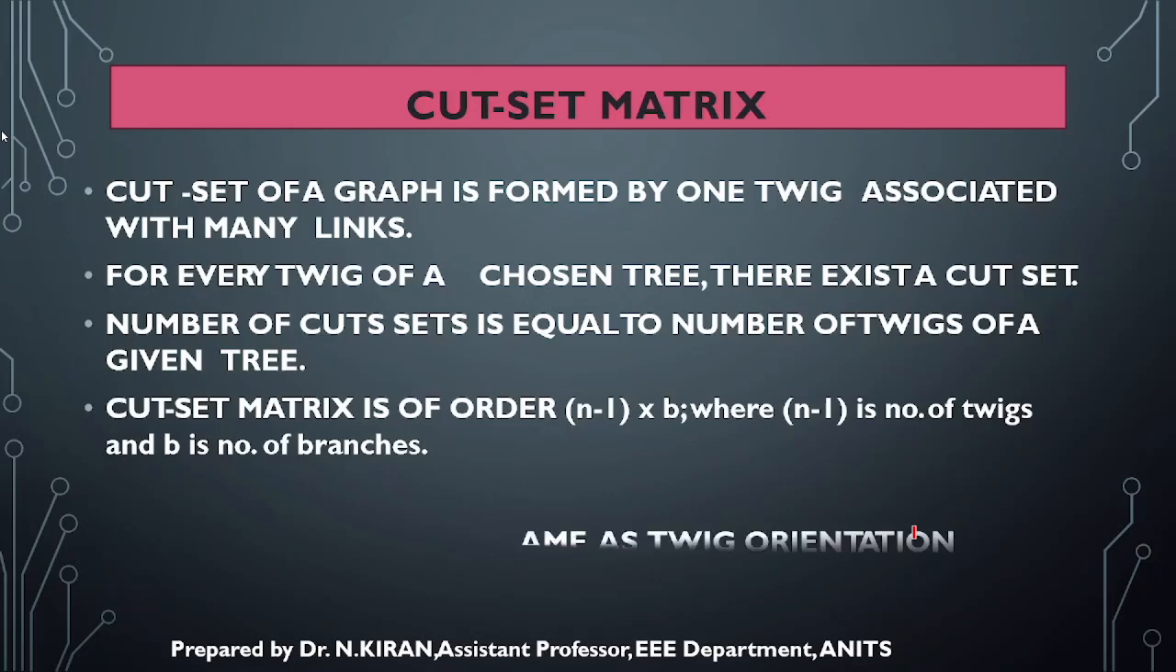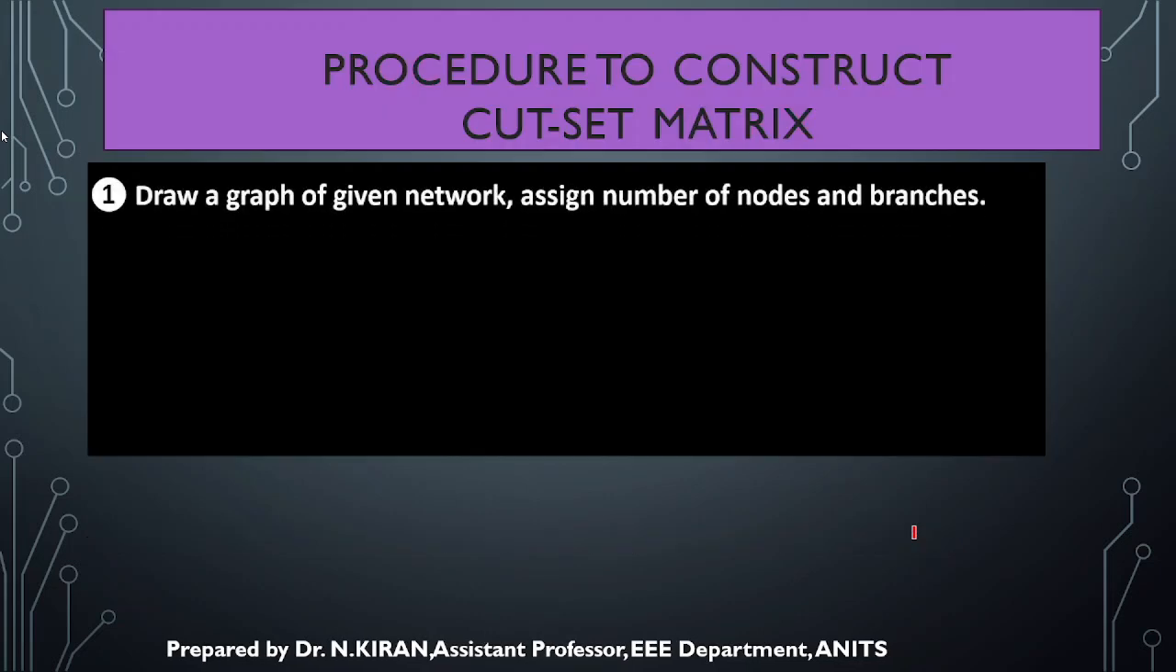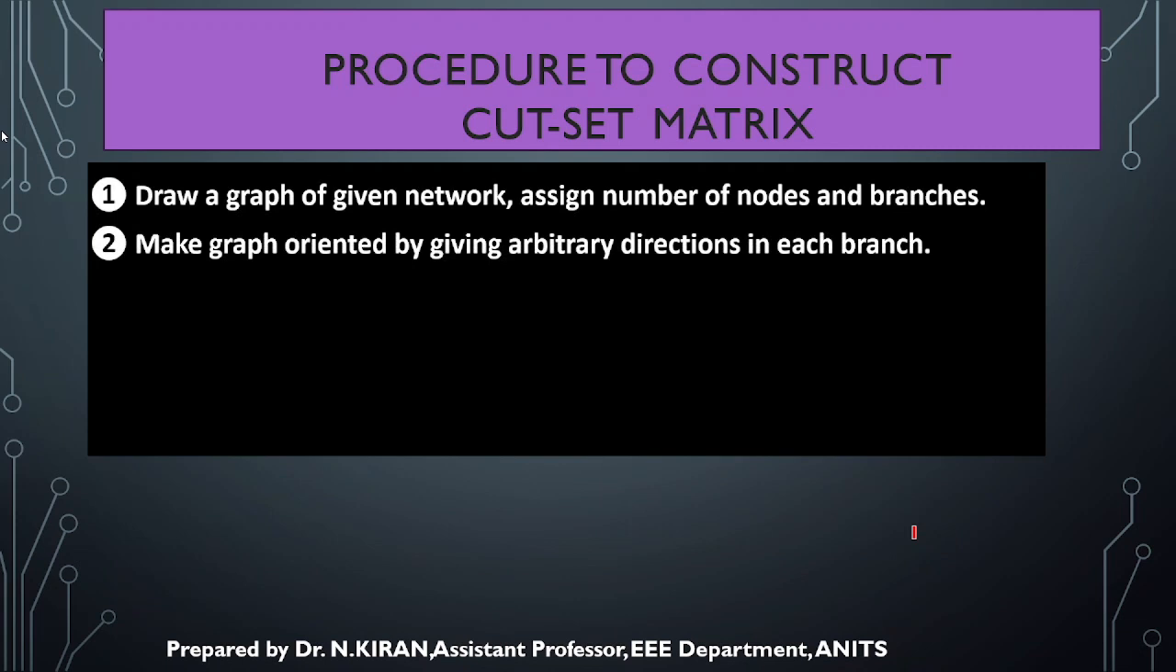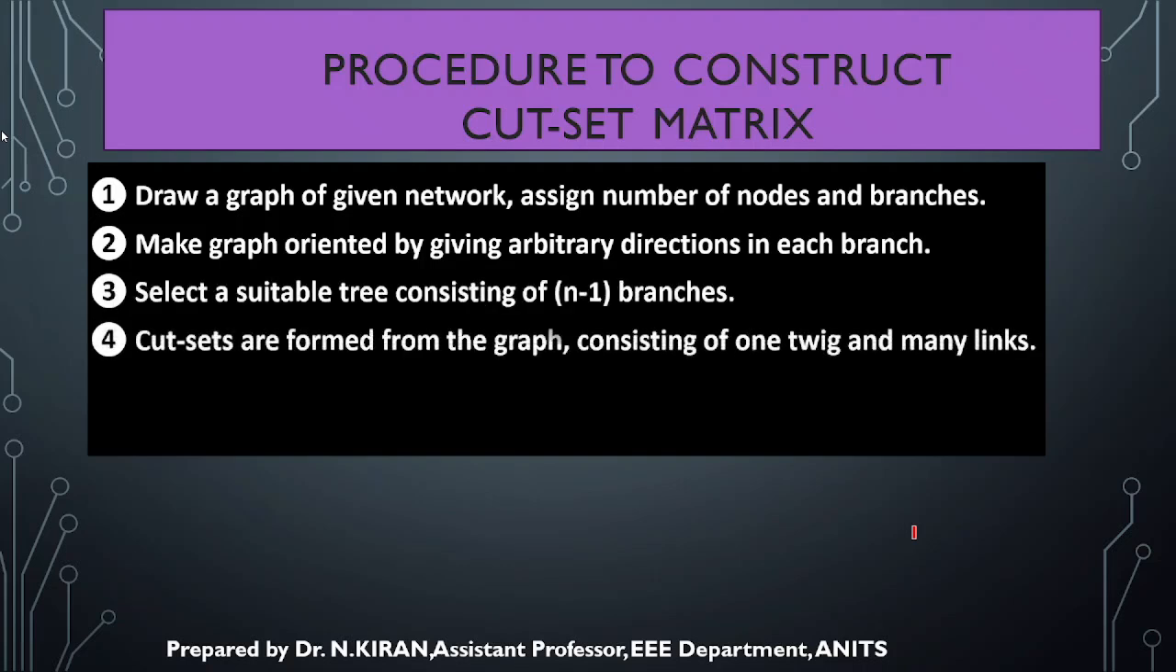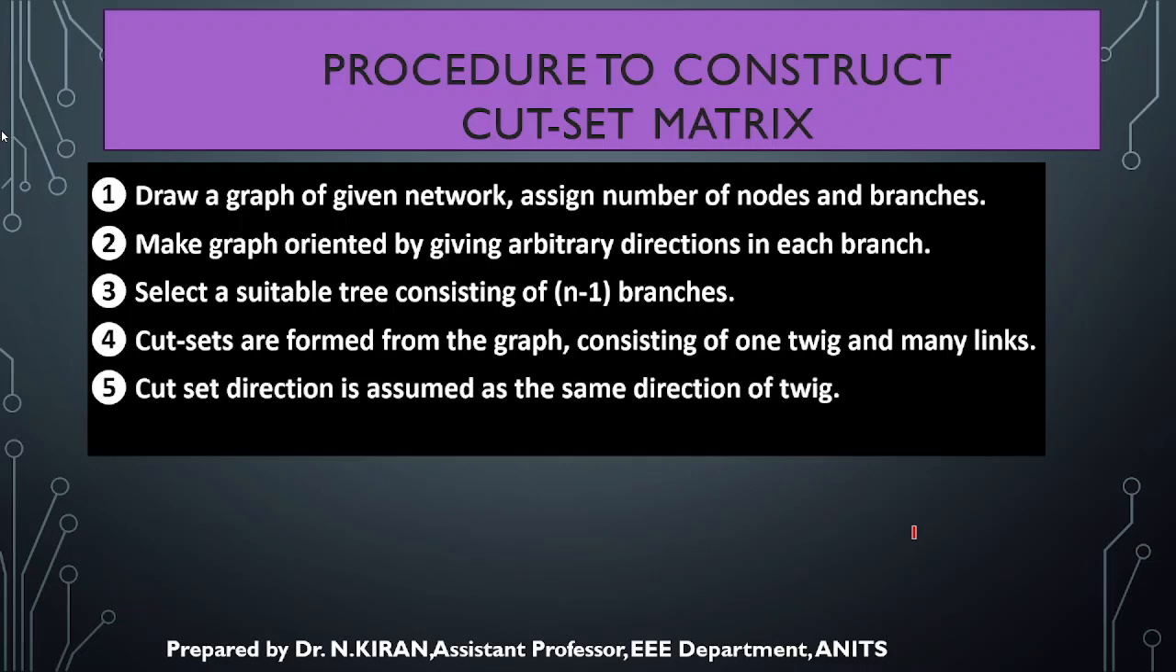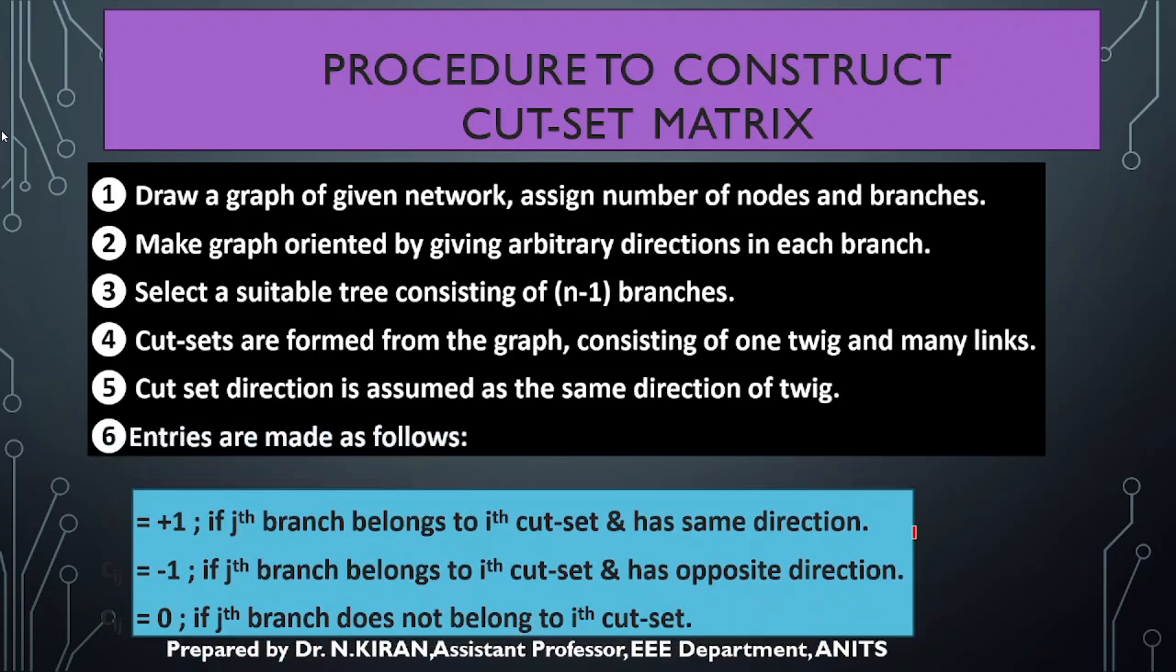The order of the cut set matrix is n minus 1 cross b, where n minus 1 is the number of twigs and b is the number of branches. The cut set direction will be the same as the twig direction. The procedure is, first we need to find a graph of a given network, assign the corresponding nodes and branches, and make it oriented, that is, assume some arbitrary direction in each branch. Then select a suitable tree and form the cut sets according to our rule, that is, it should contain only one twig and any number of links. And depending upon the direction of the twig, the cut set direction is also decided.